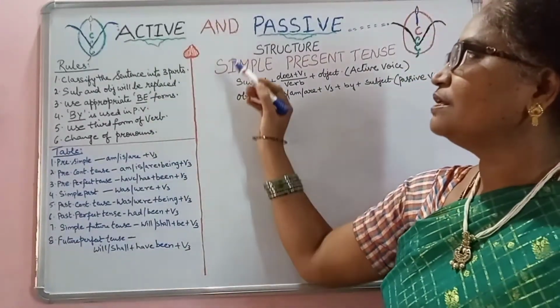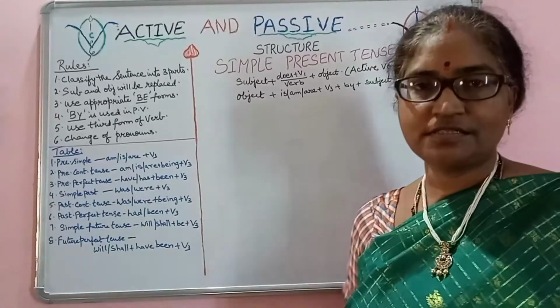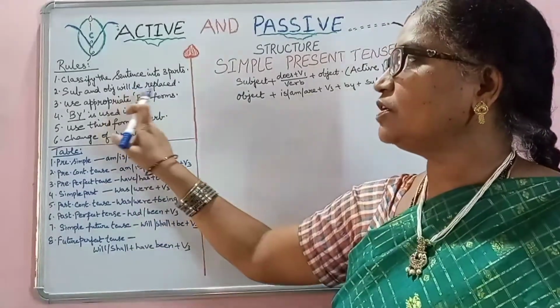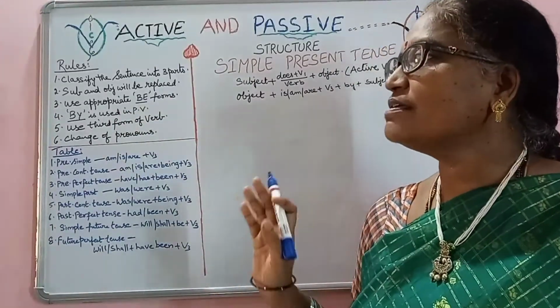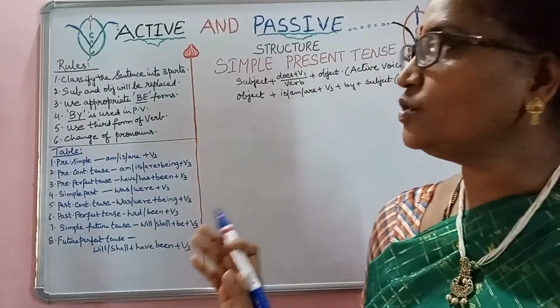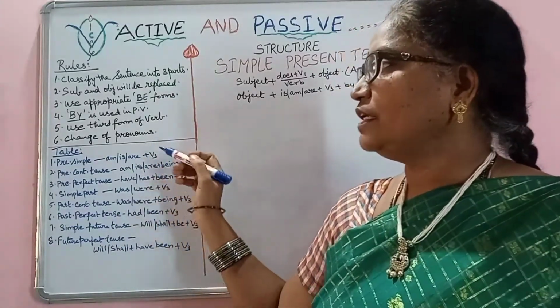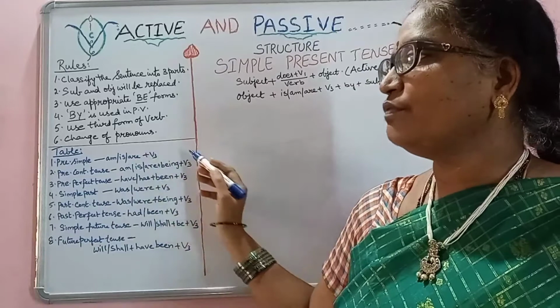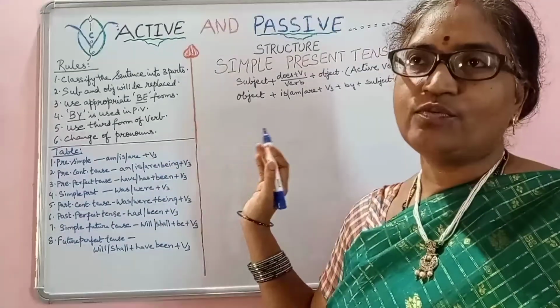First, this is the first rule: we classify the sentence into three parts, and subject and object will be replaced, and use appropriate be forms. By is used in a passive voice, and use the third form of the verb, and change the pronouns. And this is a table showing how we will change our sentences into a passive voice.